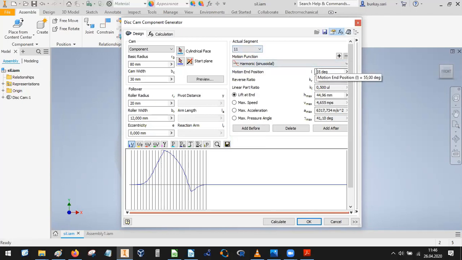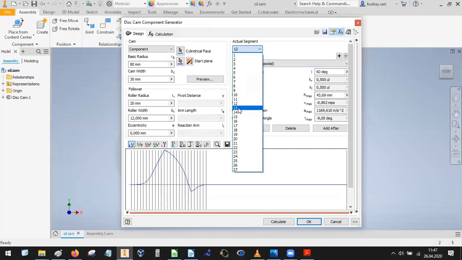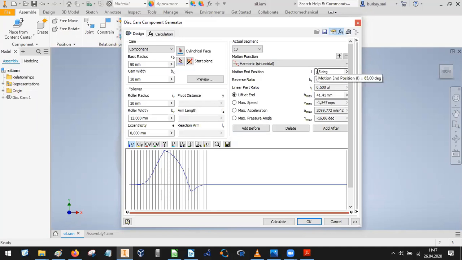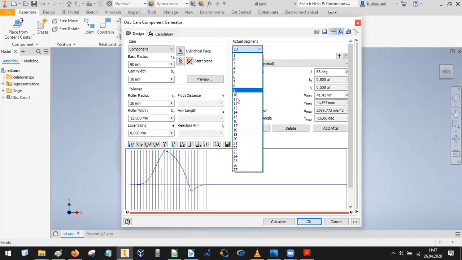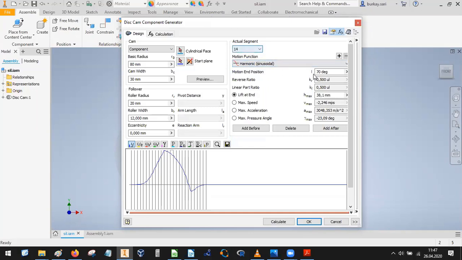11, 55 degrees, 44.96 millimeter. 12, 60 degrees, 43.69 millimeter. 13, 65 degrees, 41.41 millimeter. 14th segment, it is 70, 38.1 millimeter. 15, 75 degrees, 33.53 millimeter. 16, we have 80 degrees, 28.55 millimeter.